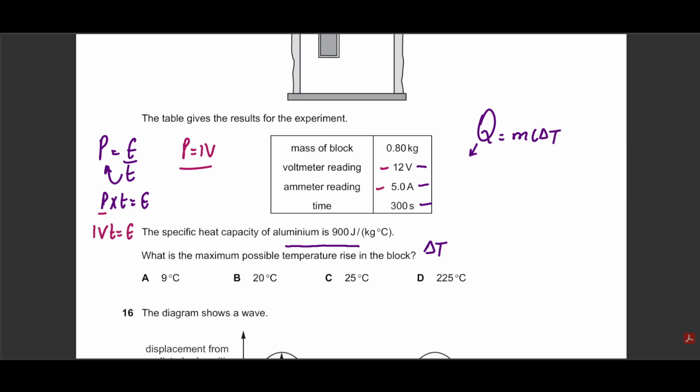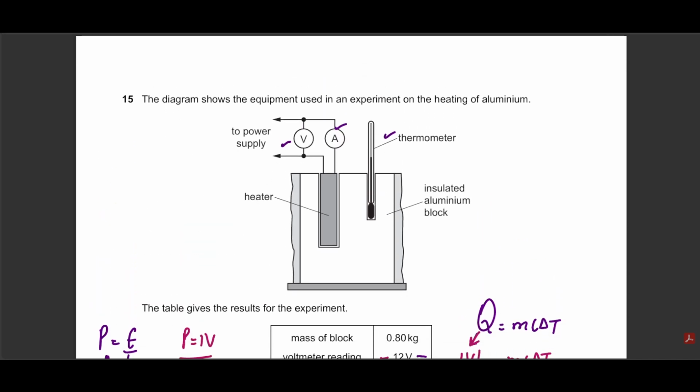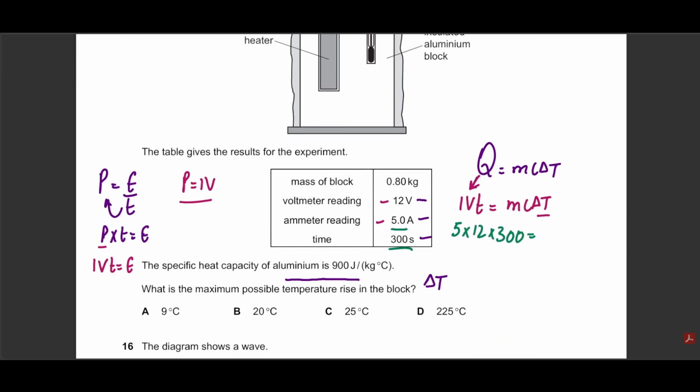Since we didn't have a stove, we had an electric heater, so this energy is being provided by the electric source. So this will be IVT equals MC delta T, and delta T is what we want to find out. Current is 5 amperes, so this will be 5 multiplied by 12 multiplied by 300 seconds. T is time. M is mass, which is probably given somewhere in the question.